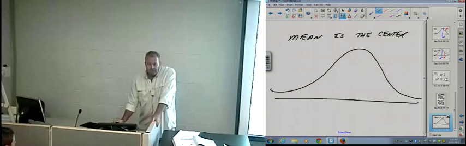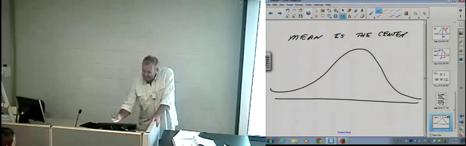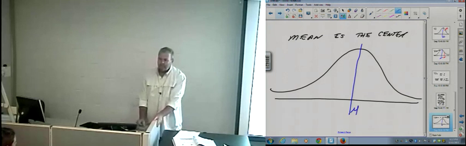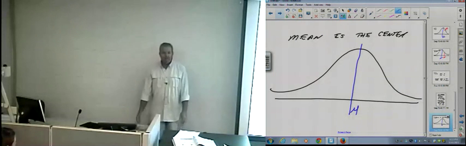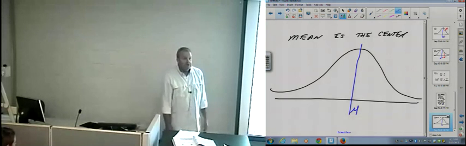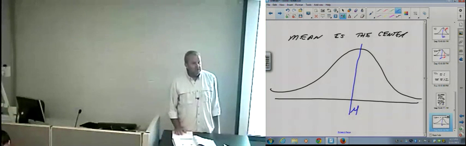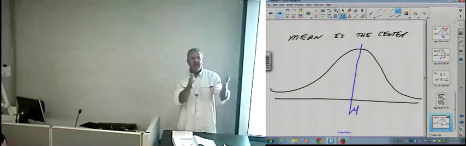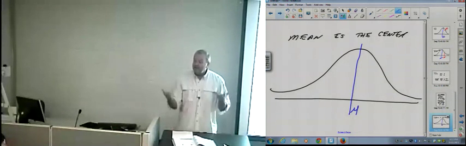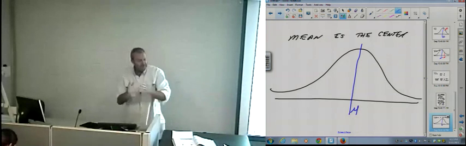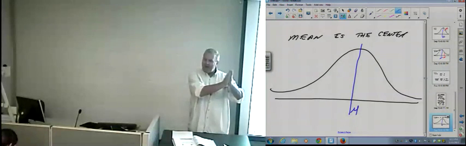Where's the center? Where's the mean? It's symmetric. It's right in the middle, right? I mean, it's also the median, but we're interested in the mean at the moment. So here's what happens. If you start changing the mean, what you are changing is the location of your density curve. If the mean is 10, it's centered at 10. If the mean is 50, it's centered at 50. If the mean is minus 22, it's centered at minus 22.